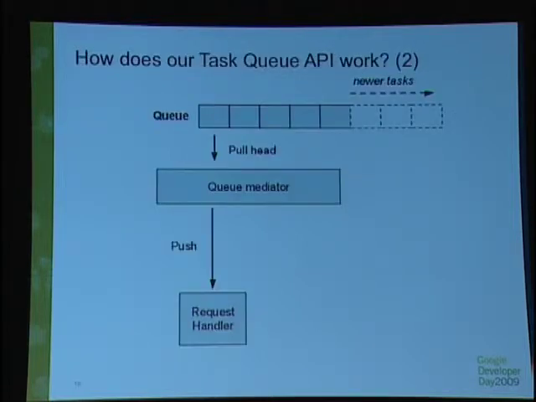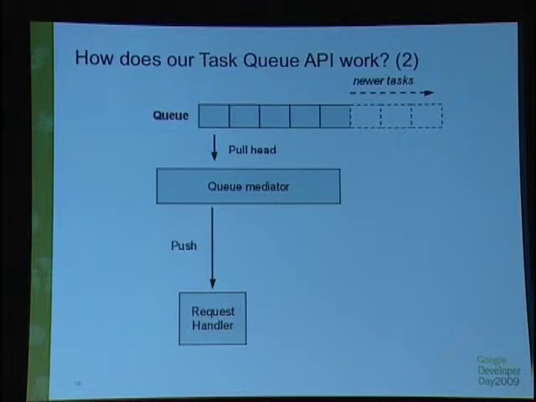But let's talk a little bit about how this queue works. We have the queue. Newer tasks are being added as normal. But instead of polling, we're pulling them off the head with a mediator. And then we push them to the request handler as need be, as new tasks come in. So that means that you don't have to have any workers around when there's no work to do. That means that your application is extremely lean. You're not wasting any CPU time when you're not doing work.